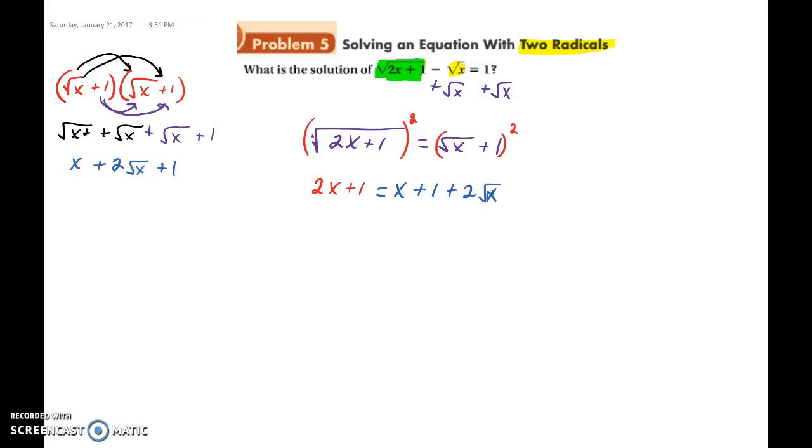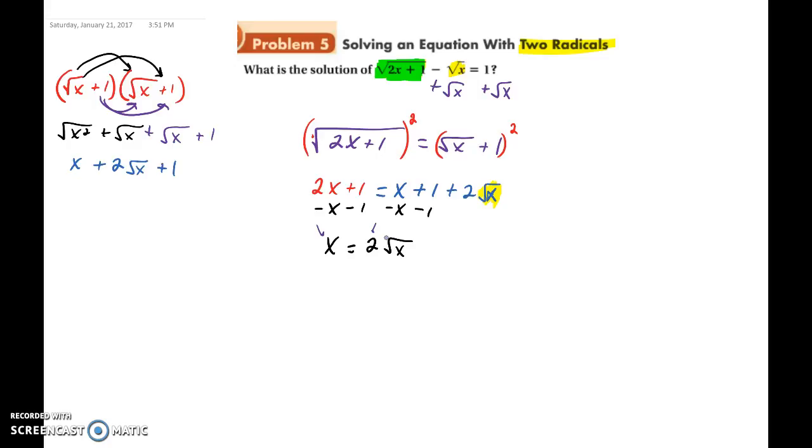Now we still have a radical. We got rid of the other radical, so now we need to isolate this radical. The first thing we'll do is subtract 1 and subtract x from each side. And now we get x is equal to 2 times the square root of x. I know that before we said we want to isolate our radicals as much as we can, but since this is an x and this is a 2, if I try to divide each side by 2, it can't divide into x, so we're going to be left with x over 2.